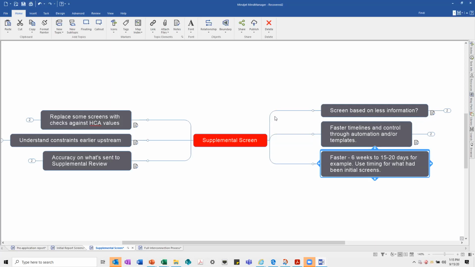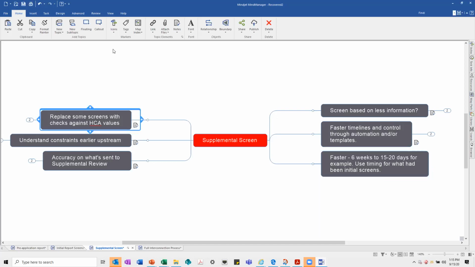This is Yoki again. The idea with replacing the screens' checks with HCA values is that there wouldn't be any time necessary. The values that are published on the map would be used as a check. And as long as the project is smaller than the value published on the map, then a different type of evaluation under that screen would not be necessary, just to clarify.